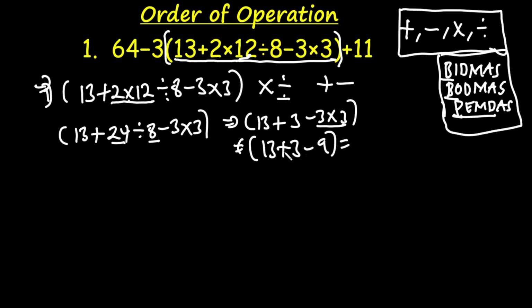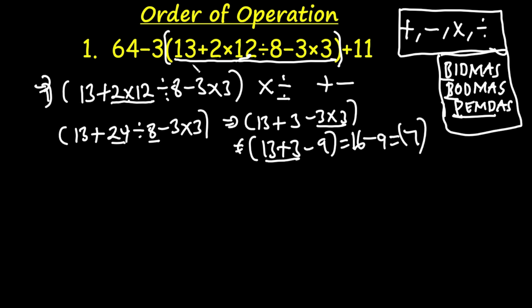Now we have addition and then subtraction. So addition comes first before subtraction. Then you add this one. 13 plus 3 is 16. And then minus 9. 16 minus 9 is 7. Don't forget, everything is still in the bracket.